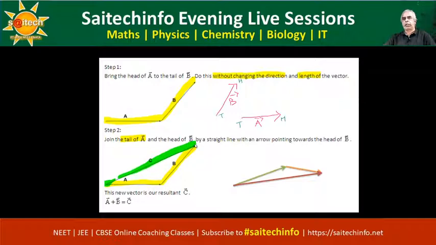Are you able to understand this? So this is the vector C, the resultant vector. So C vector is equal to A vector plus B vector. Are you able to understand this? Right. So this can be of any direction even.